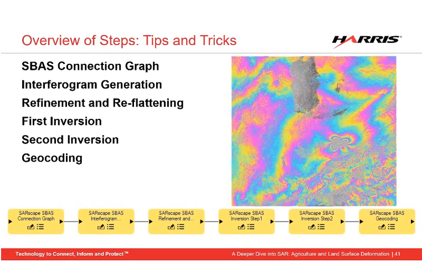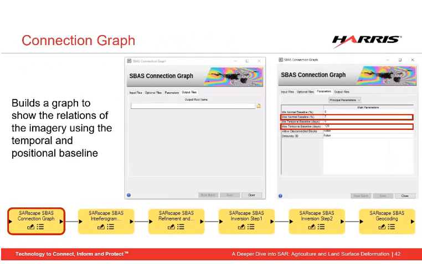This process is semi-automated in SARscape as well, so this overview should allow you to try it out on your own. The steps we're going to go through are creating connection graphs, generating interferograms, refining those interferograms, and then going through 2 inversions to clean up the data. And lastly, we're going to geocode it so it is in proper map projections. On to the first step.